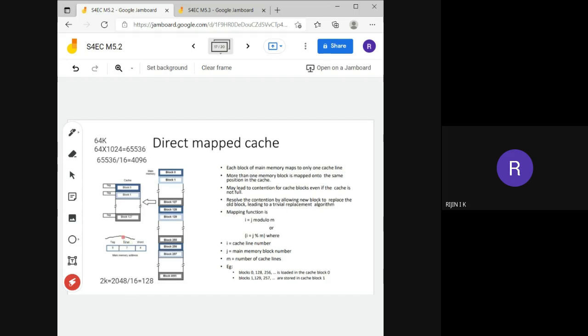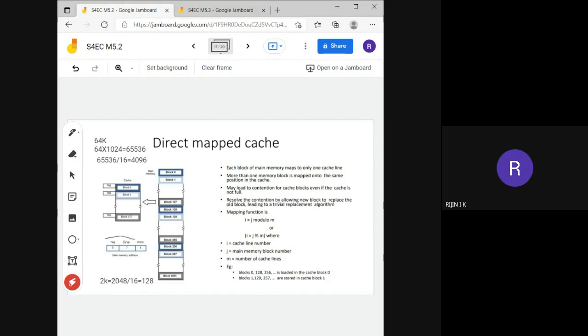So here the 7 bits in this memory address are required to identify the block number in cache memory where a main memory block will be placed. That is this cache line. That means the number of bits required to identify the block number in the cache memory where a main memory block will be placed.